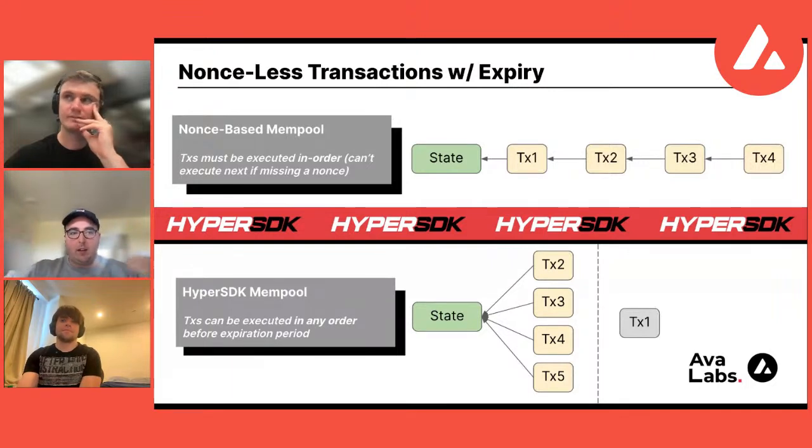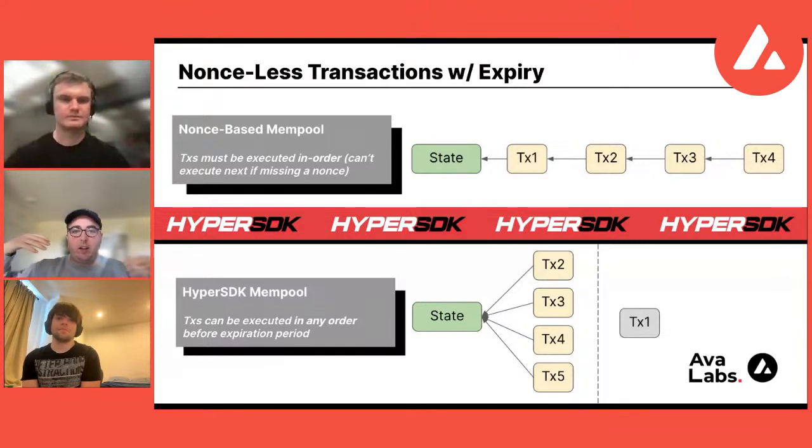This also means that network gossip can be a little stupider, or you don't need to wait for certain transactions to show up before you can execute them. You can just execute whatever you get right away.